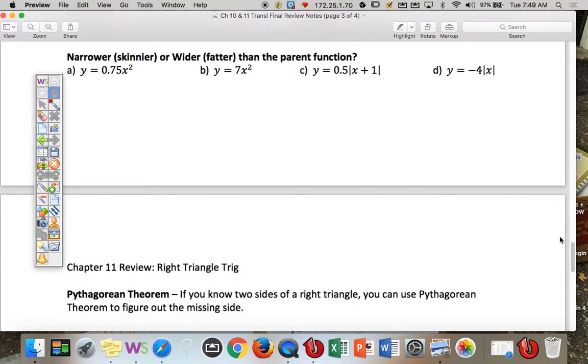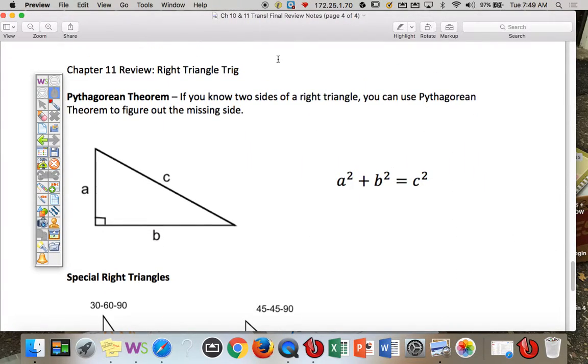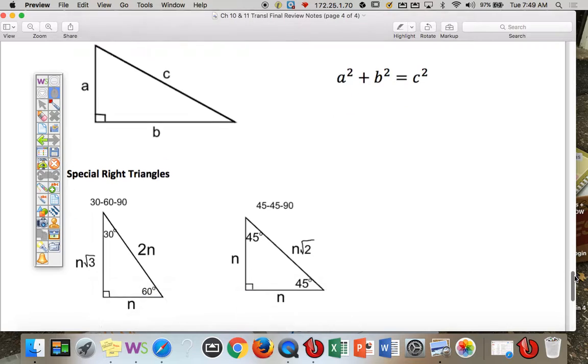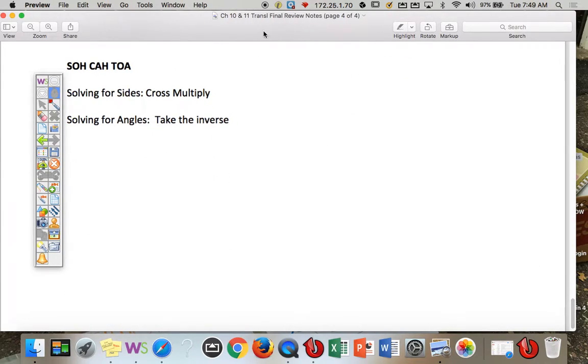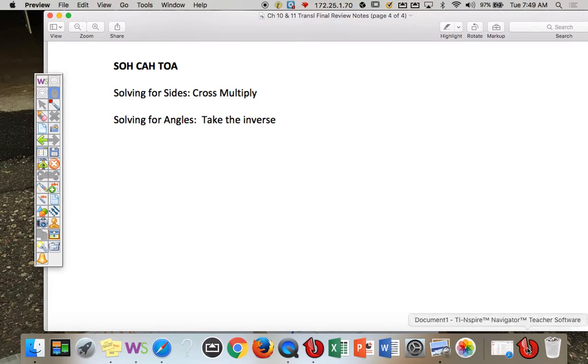And a quick review of trig. Remember Pythagorean theorem, a squared plus b squared equals c squared. You have your special right triangles. And then we had SOHCAHTOA, solving for sides, you cross multiply, and solving for angles, take the inverse.